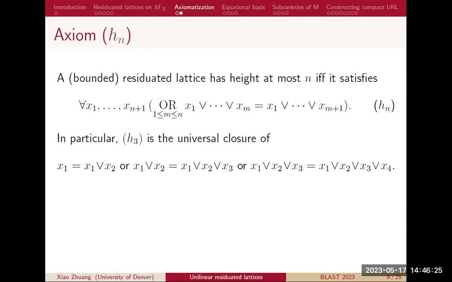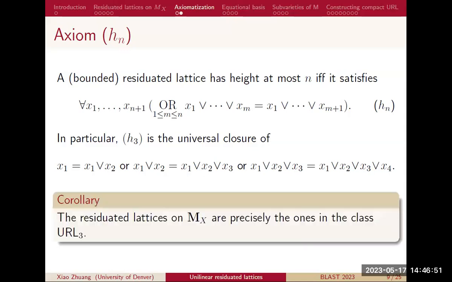Use this disjunction of n many equations. Let's say if we have an n plus one element chain inside of this lattice, then at least 2 of them will be identical. So this is our idea to axiomatize the property that the lattice is of height at most n. We just take h3 here, because in our case for n sub x, the height is at most 3. And with those two positive sentences, we can use the notation URL C3.